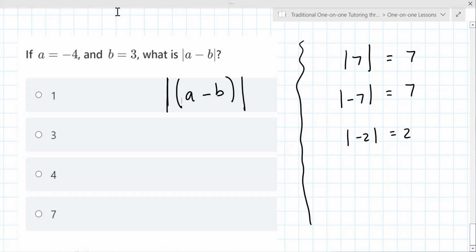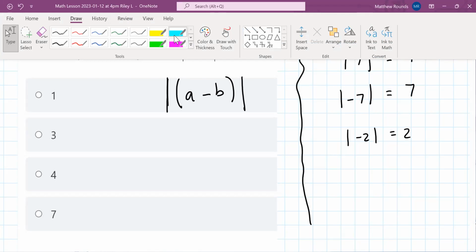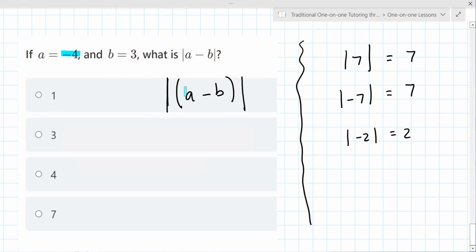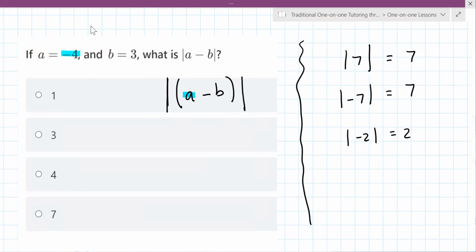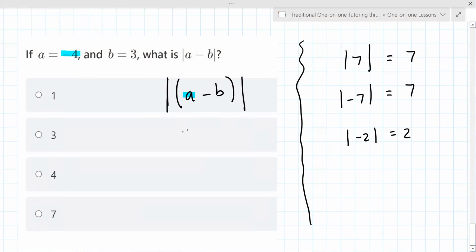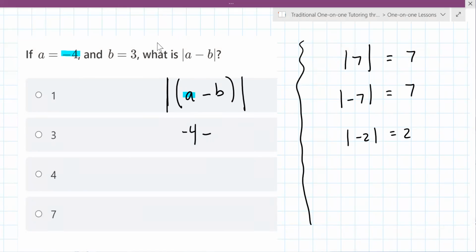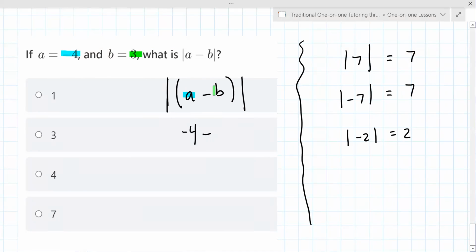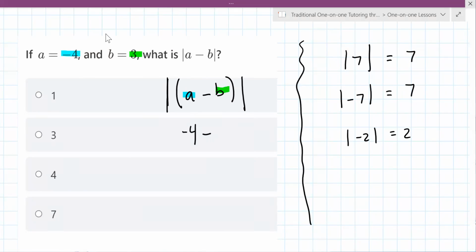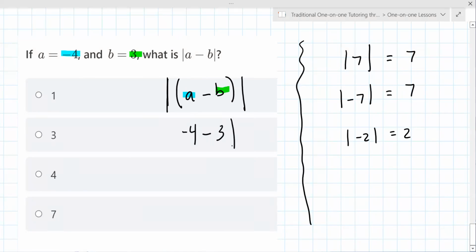So if you follow what I'm saying, we're going to take this value of -4 and put it in for a. And then we're going to take this value of 3 and put that value in for b. So would it be 7? It is 7, yeah.